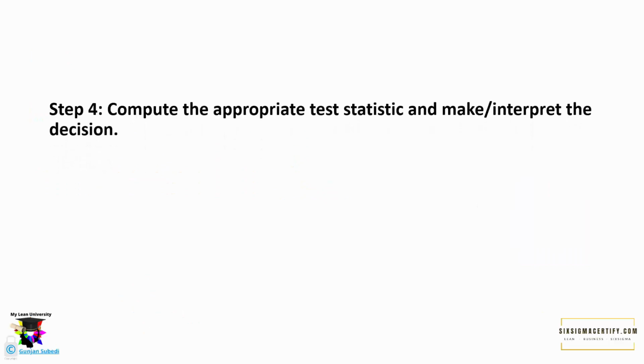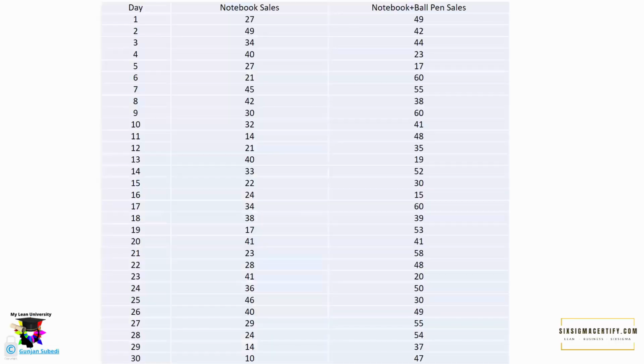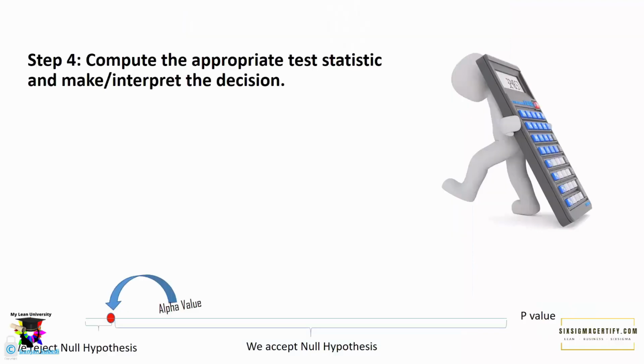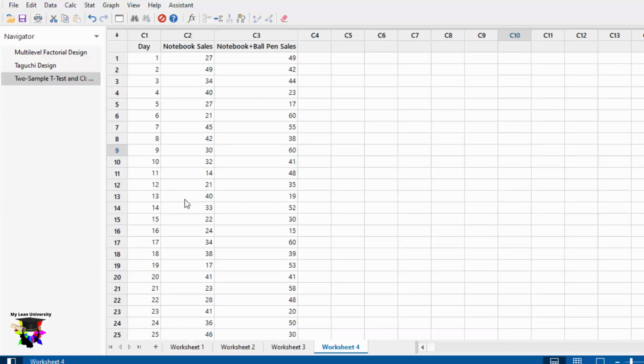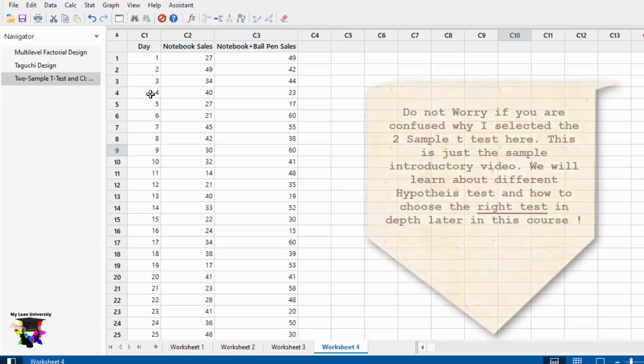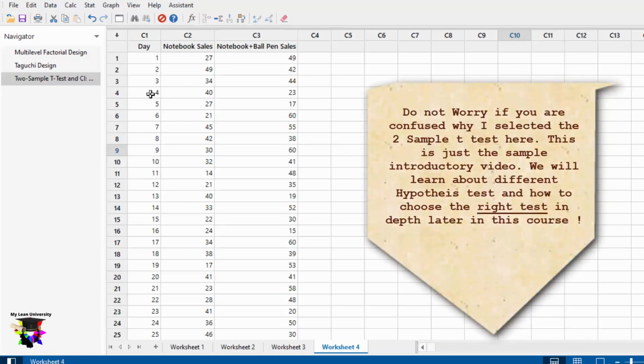Okay, then the fourth step is computation of the appropriate test statistics and making the interpretation of the decision. Suppose we have the following data of the sales of the notebook and the combined packet of notebook and ballpen sales for the month of May. The next step is computation of the appropriate test statistics and interpreting the decision. The same data of Jack and Jill's notebook and ballpen sales can be copied into Minitab. This particular example is best suited for the two-sample t-test. We can perform the two-sample t-test with the help of Minitab.